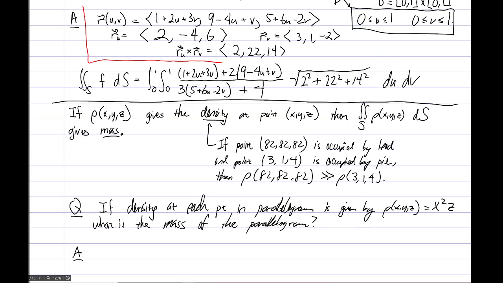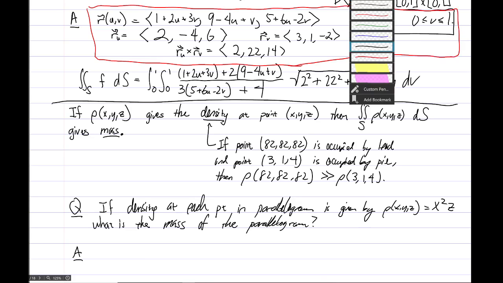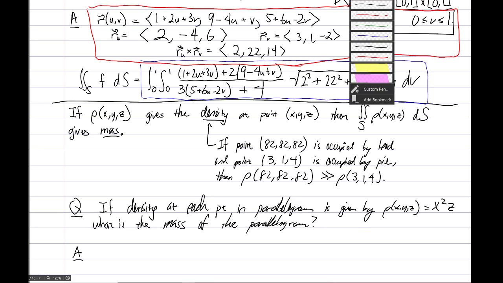Specifically, we had already computed a parameterization and a parameter domain and all that business. So we're just going to borrow all that from the red box up there. Our answer will look very much like what we had here, just with a different function.